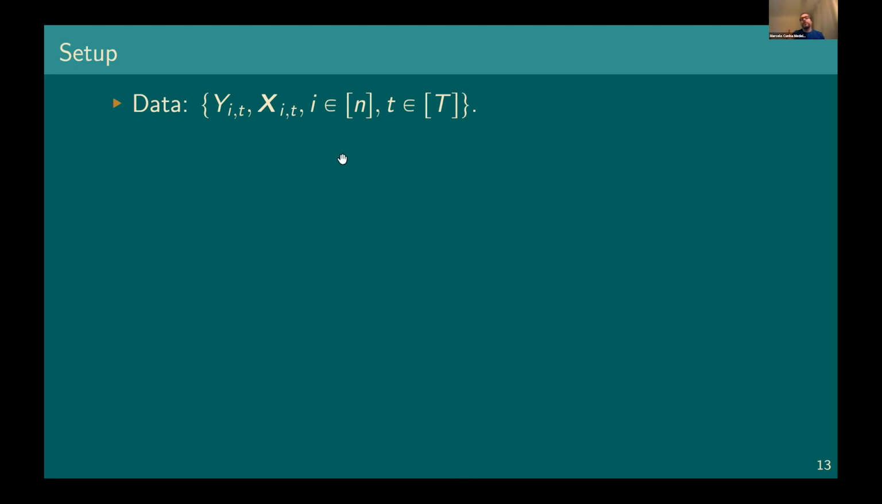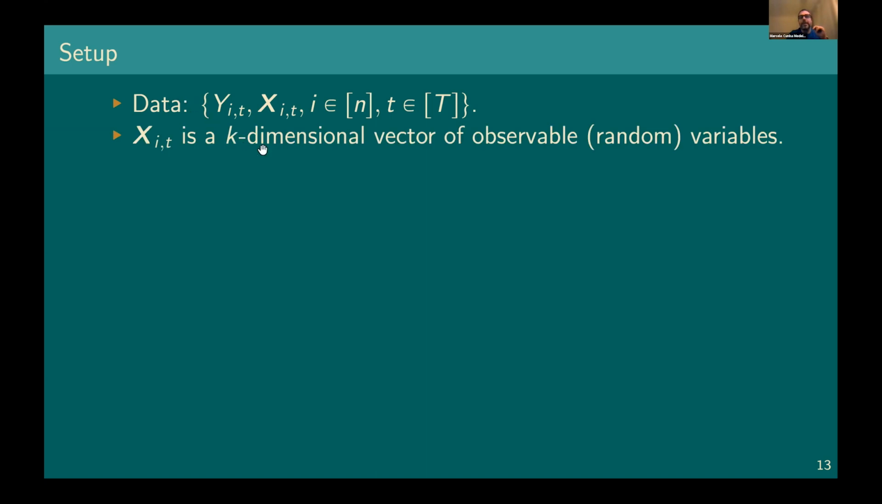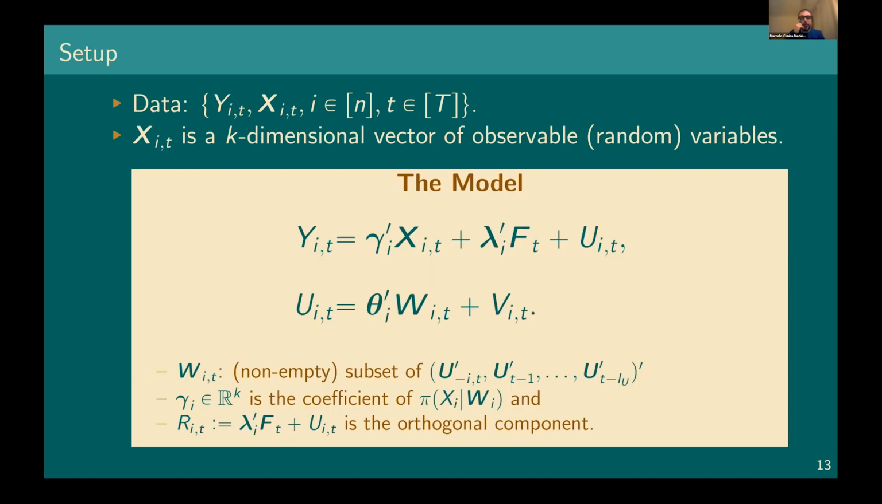But we also have auxiliary variables, x. And x is a vector. So for each unit, each individual, I have a vector x, that I'm going to assume here is of fixed dimension, and it's the same dimension for every unit. So it's a k-dimensional vector of observable random variables. And then we have the following model.